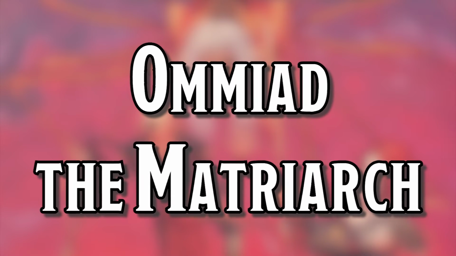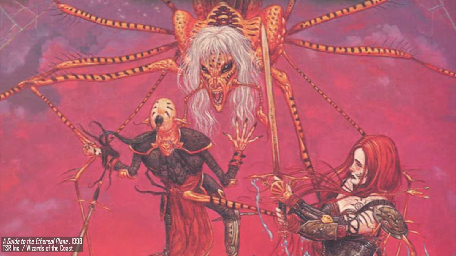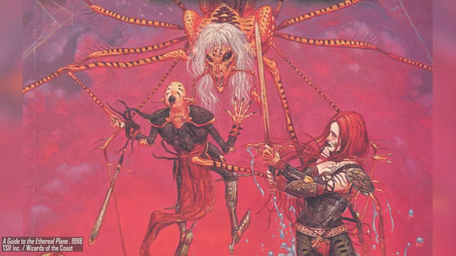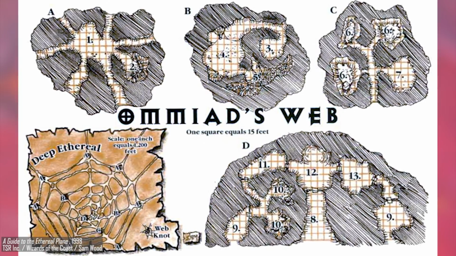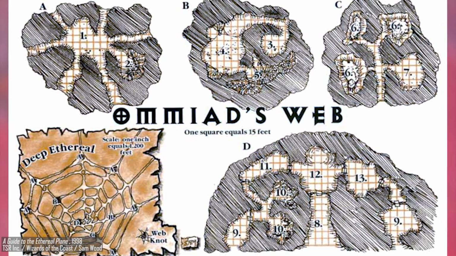Ommiad the Matriarch. One of the creatures that have used the ethereal plane for their own ends are the phase spiders. Here they have produced massive colonies and massive webs that slowly float through the deep ethereal. If a traveler is suddenly swept up by a massive web, dozens of phase spiders can envelop them as the sticky web restricts the traveler's movement.